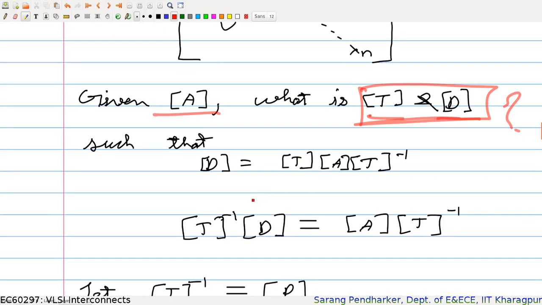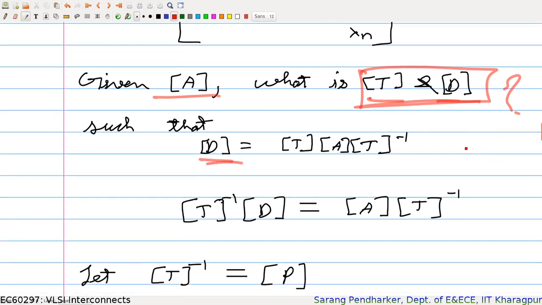This diagonalization is covered in a linear algebra course, but I am going through it because it might not have been done by all the students, and we will require it for solving our interconnect. So in the next part of this lecture, I am going to discuss a procedure which will help us find out what T and D are for a given A, which will result in a diagonal matrix.